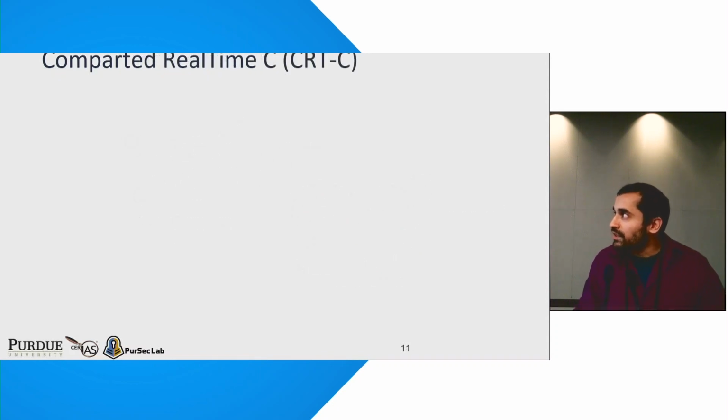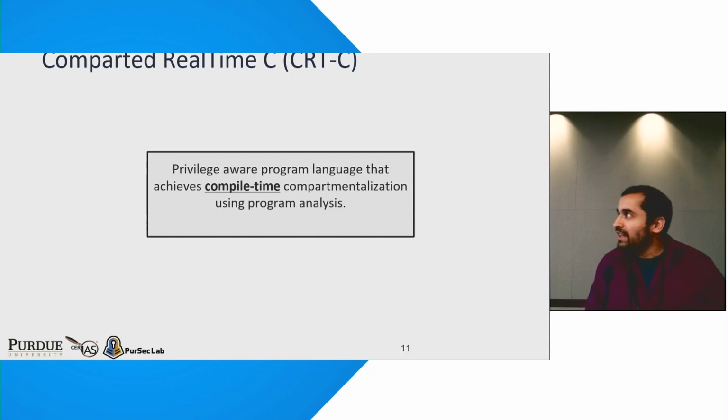So our solution is called CRTC, or Compartmented Real-Time C. And we have made the solution with embedded systems in mind: low computation power, and everything running in the same privilege mode. Compartmented C is a privilege-aware programming language that achieves compile-time compartmentalization using program analysis.